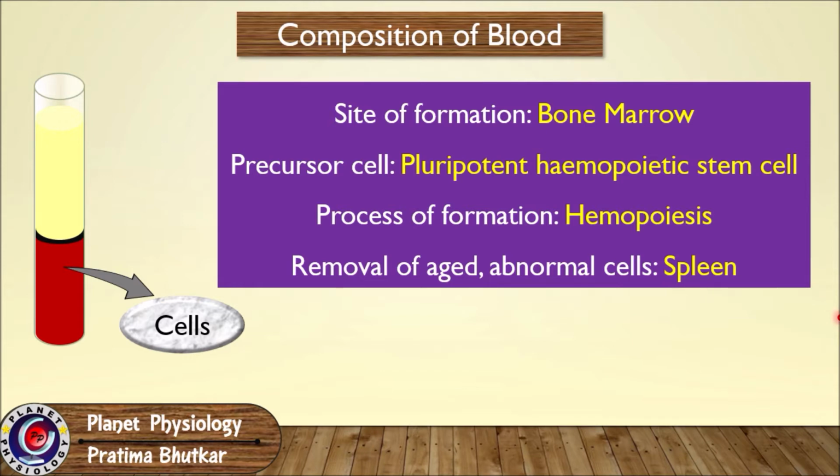So if it is the process of production of RBCs, it is known as erythropoiesis. Formation of WBCs is known as leucopoiesis, and formation of platelets is known as thrombopoiesis. All these blood cells have got specific lifespan. So once their lifespan is over, these aged cells, or if cells become abnormal, they will be removed by spleen.